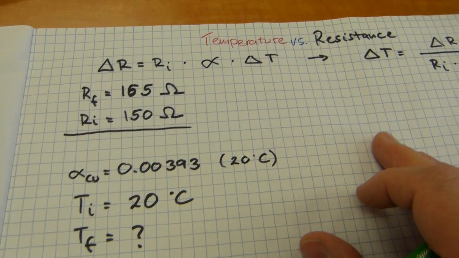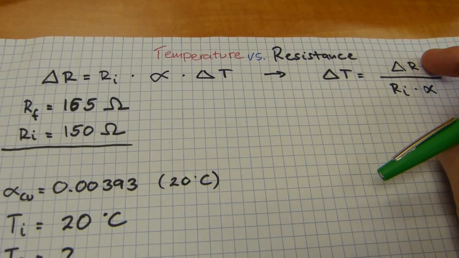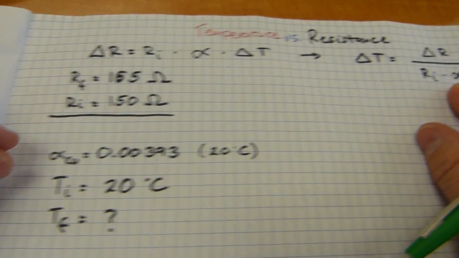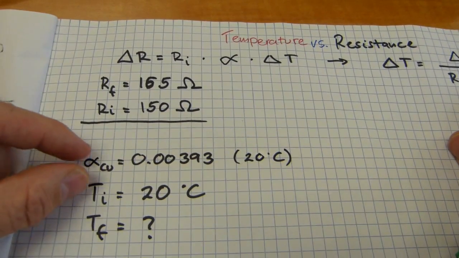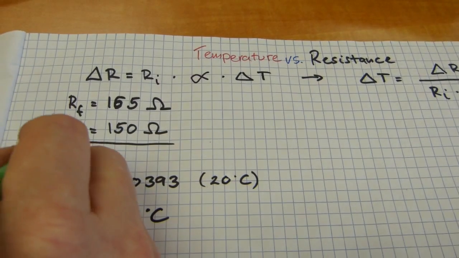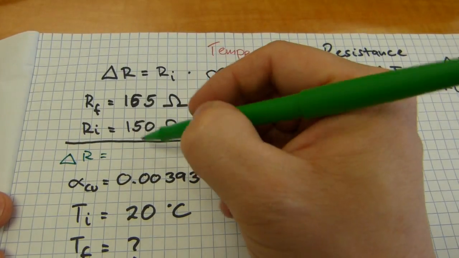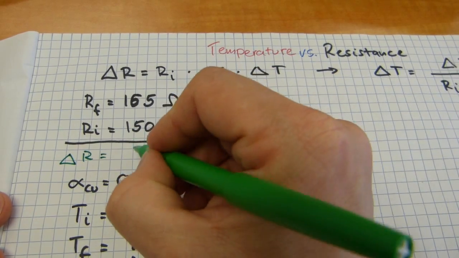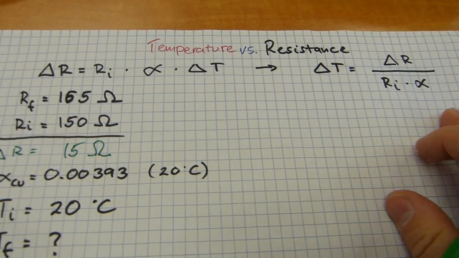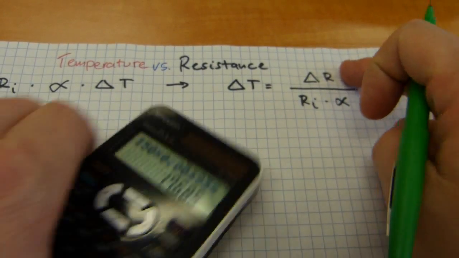So what needs to be done is delta R, the difference in resistance, needs to be divided by the product of these two numbers. These two numbers are here, they're easy to multiply, but we need to calculate here the difference in resistance. It's fairly straightforward. 160 minus 150 is going to be 15 ohms. So what you do is the 15 ohms goes here.